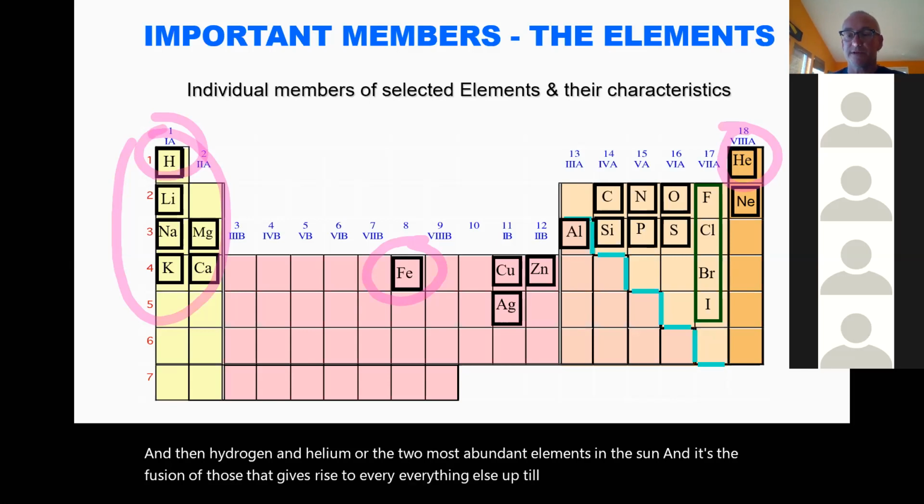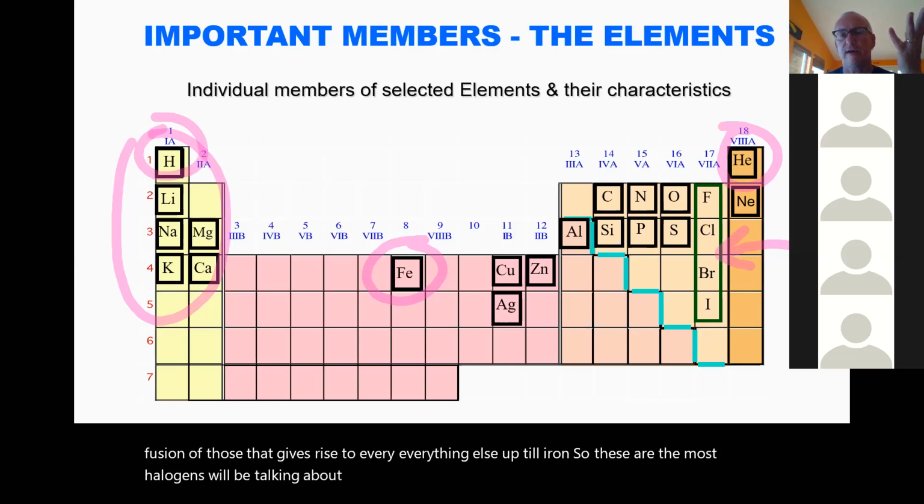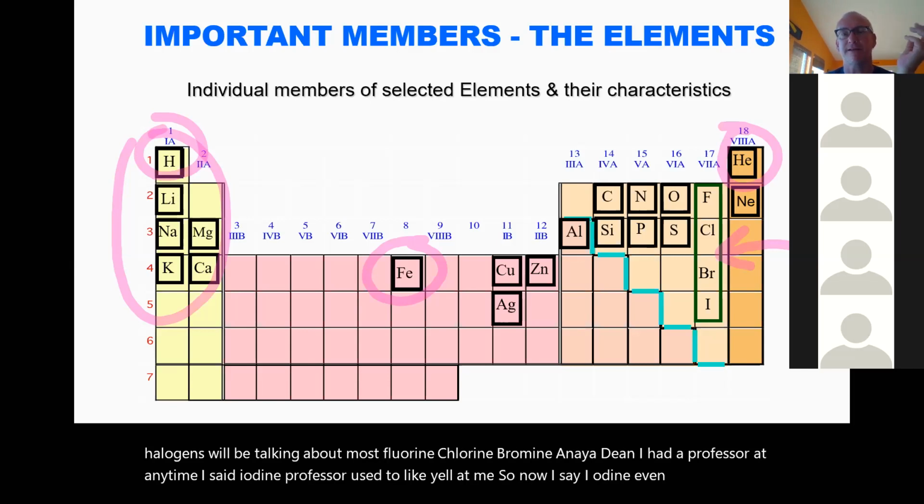So these are the halogens we'll be talking about most: fluorine, chlorine, bromine, and iodine. I had a professor who used to yell at me anytime I said iodine. So now I say iodine, even though it sounds weird, because everybody else says iodine.